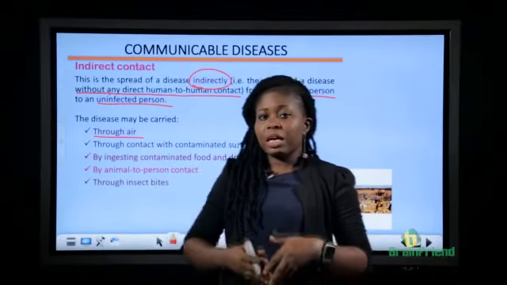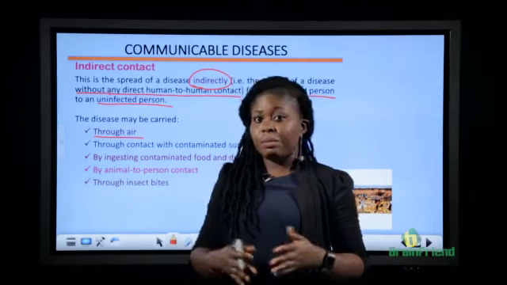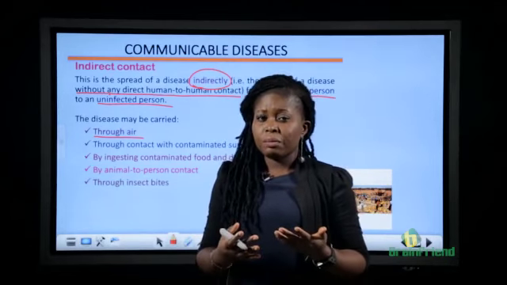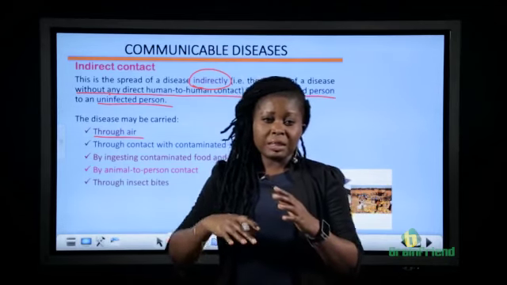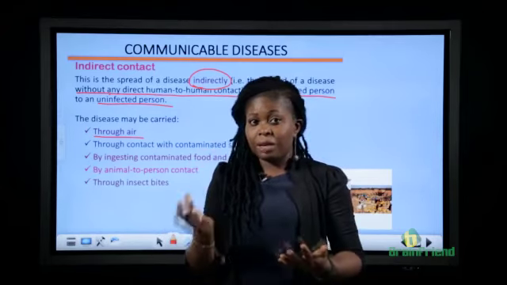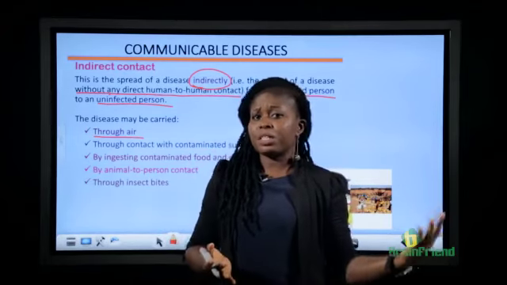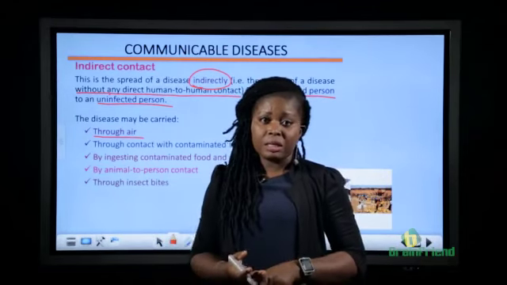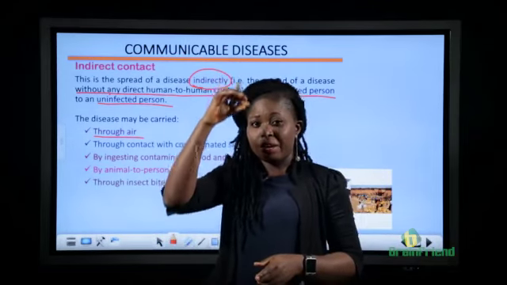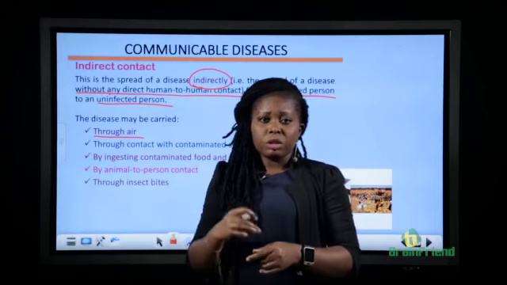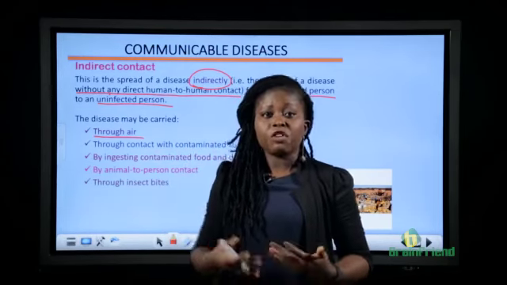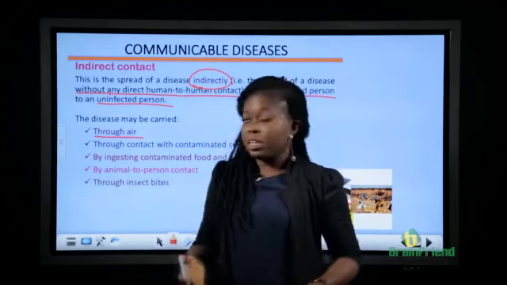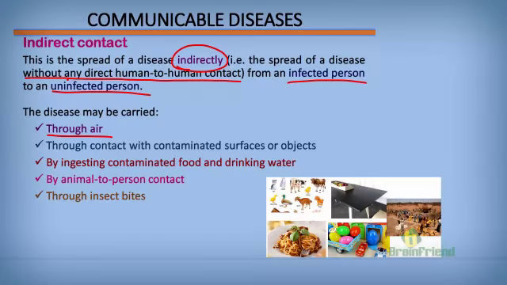For example, an infected person may come into an environment and sneeze. The disease may be carried in the air around that environment. And long after the person has gone out, if some other persons come into that same environment, because that disease is in the air, the other healthy people that have come into such an environment would get infected with the disease. And when that happens, we say it is a form of indirect contact of a communicable disease.